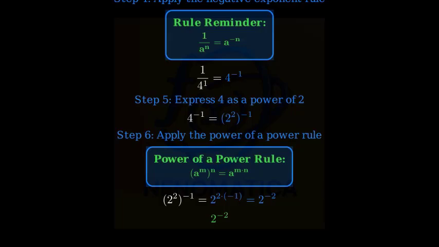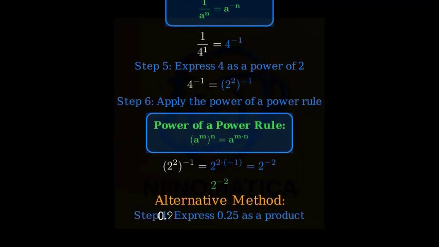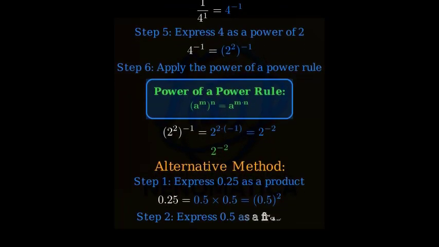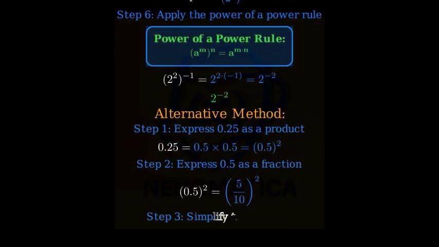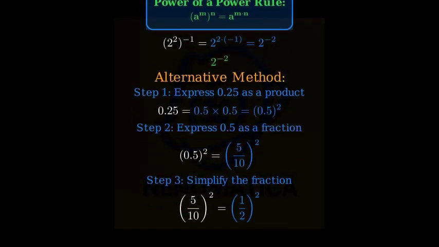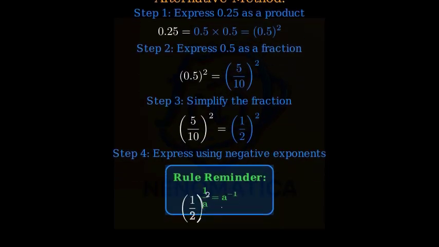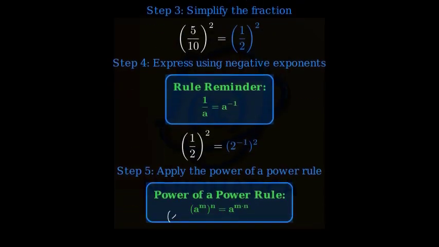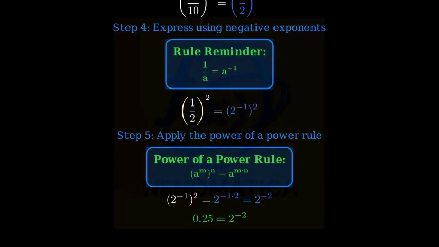Let me show you an alternative method. We could also approach this by writing 0.25 as 0.5 times 0.5, which is 0.5 squared. Since 0.5 equals 5/10, we can write this as 5/10 squared. 5/10 is the same as 1/2, so we have 1/2 squared. 1/2 is 2 to the power negative 1, so we have 2 to the power negative 1 squared. Using the power of a power rule, this becomes 2 to the power of negative 1 times 2, which is 2 to the power negative 2. This confirms our earlier result. 0.25 equals 2 to the power negative 2.